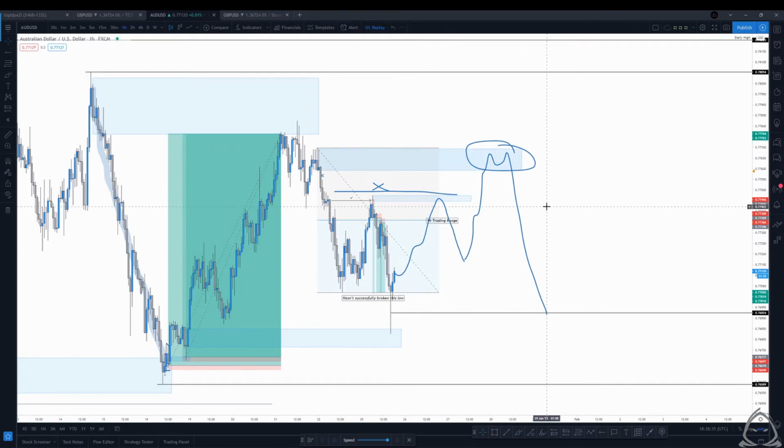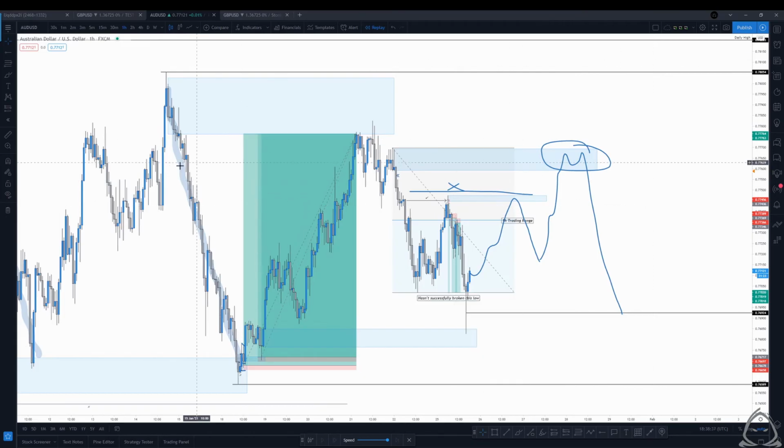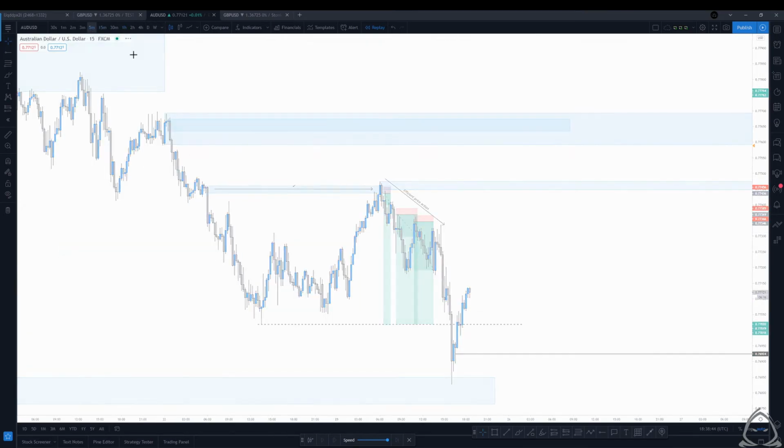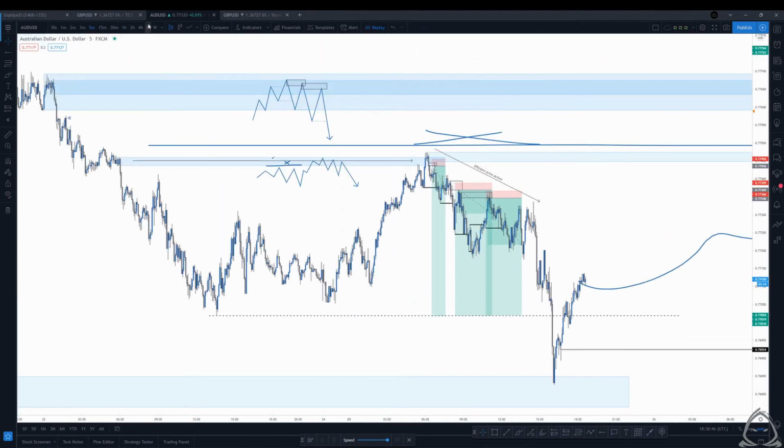It's just super clean, and that's what I'm personally just going to sit on my hands and wait for at this point. And well done to anyone who did take the shorts at these levels. But yeah, that's how I'm looking at Aussie dollar right now.